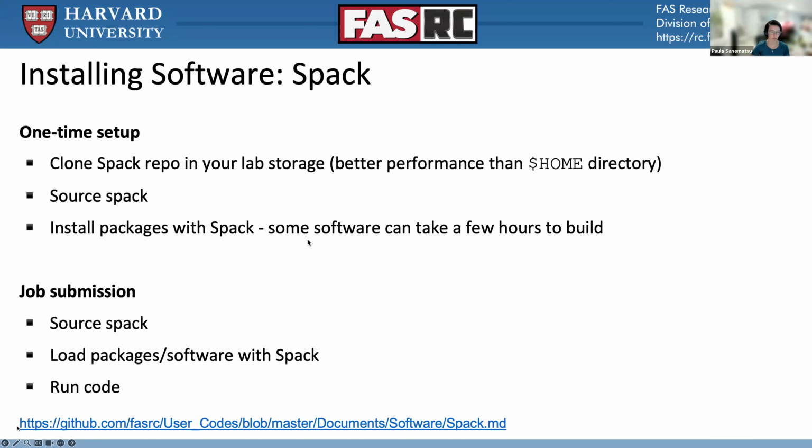Note that some packages can take a few hours to build and can also demand quite a bit of memory. So I highly recommend that you request an interactive job with 12 to 16 gigabytes of memory and also a few cores, because Spack can parallelize. So the installation will be quicker if you request more cores. And then for job submission, you source Spack, you load packages, and then you run your code.